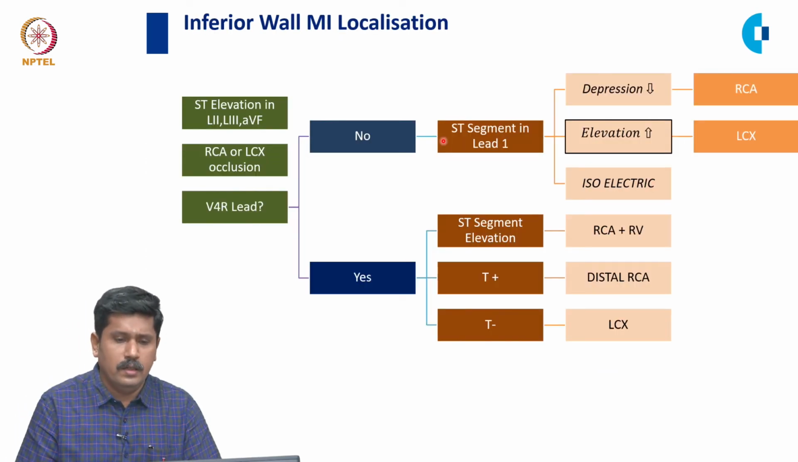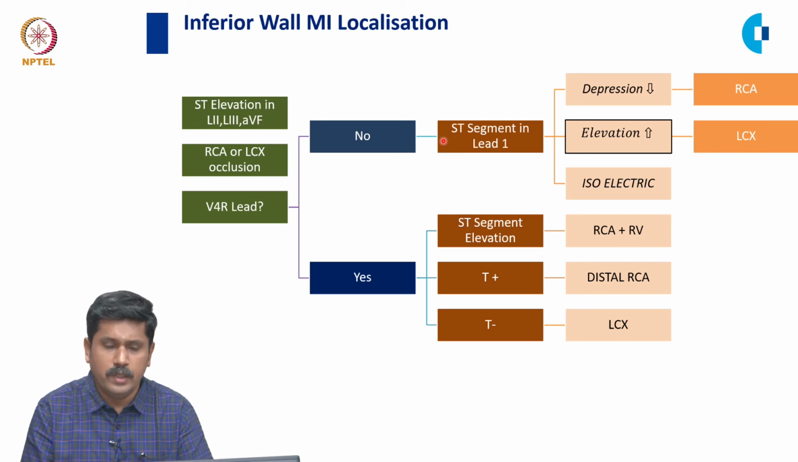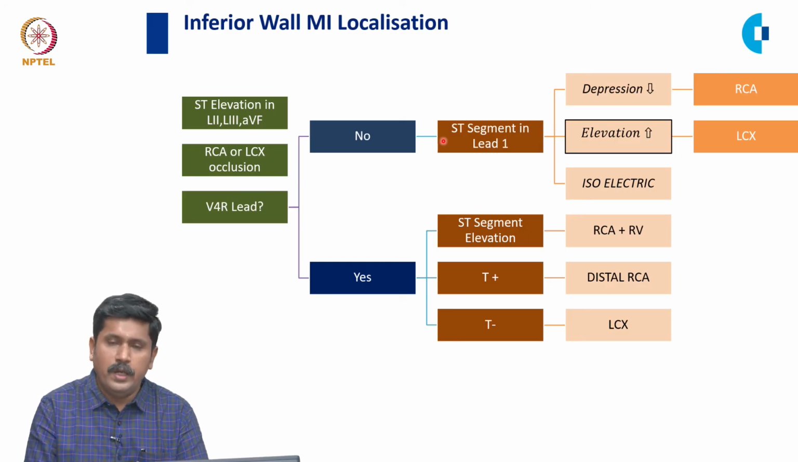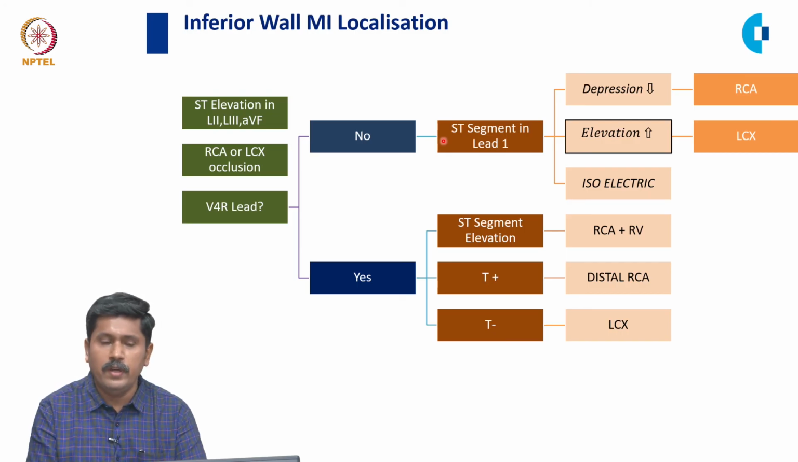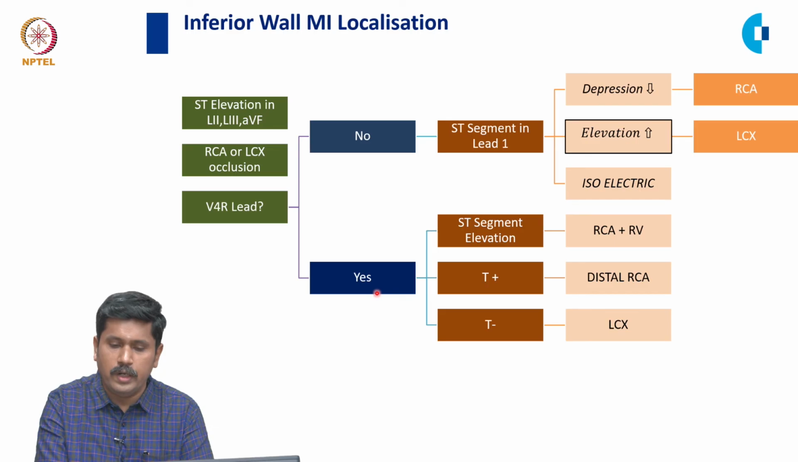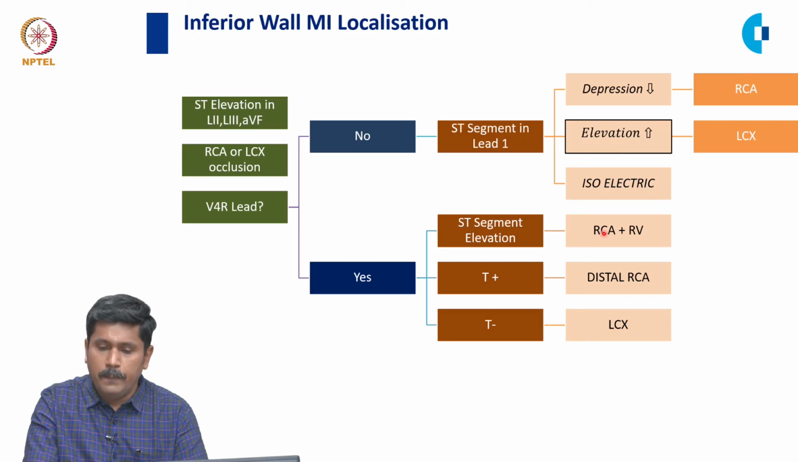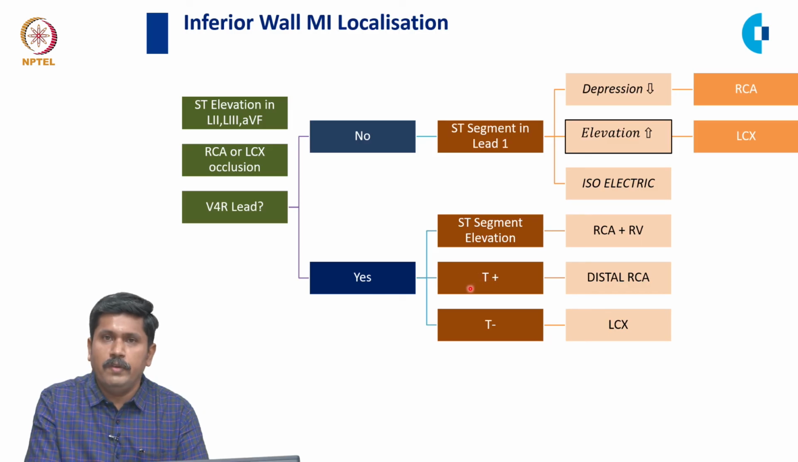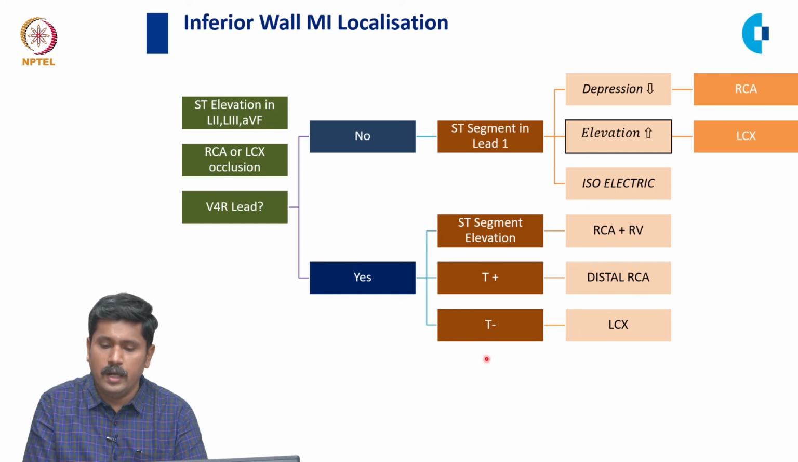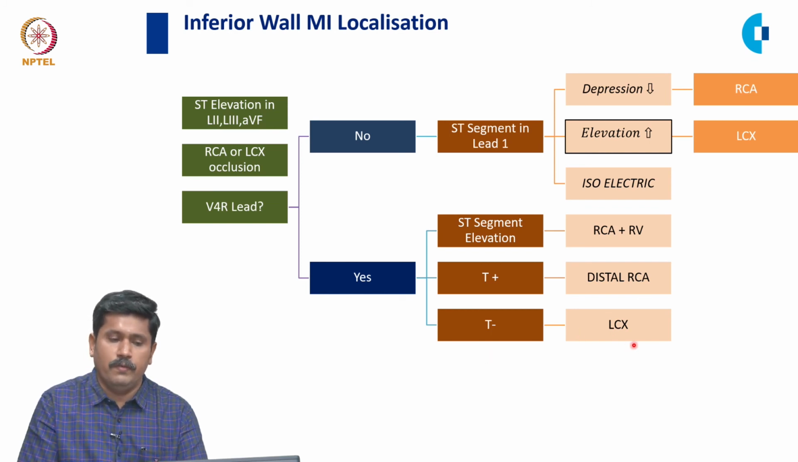So, it is a simple flow chart which helps in localization of the patient with an inferior wall MI. So, a patient with an ST elevation in leads 2, 3 and AVF can have either a right coronary artery or an LCX occlusion. So, the first thing we need to see is whether we have a right-sided lead. If we have a right-sided lead, look for any ST segment elevation in V4R. If it is present, it localizes the lesion to proximal RCA, that is with involvement of the right ventricular branch. If there is no ST segment elevation, look at the T waves, whether it is positive or negative. If it is positive, the lesion is localized to distal RCA, and if it is negative, the lesion is localized to the left circumflex artery.